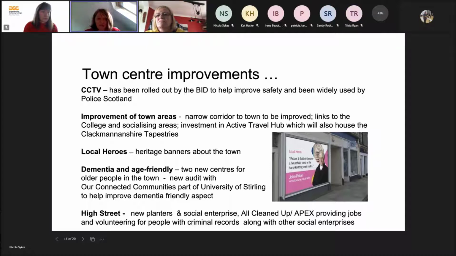And then in terms of the overlooked care and maintenance of the town, there's a new Alloa in Bloom group. We've got new planters that have been brought in. A social enterprise called All Cleaned Up, which is part of Apex, has come in and is helping. And that goes right back to that first Place Standard tool about creating jobs and volunteering opportunities for people with significant barriers. So these are things that have actually happened as a result.